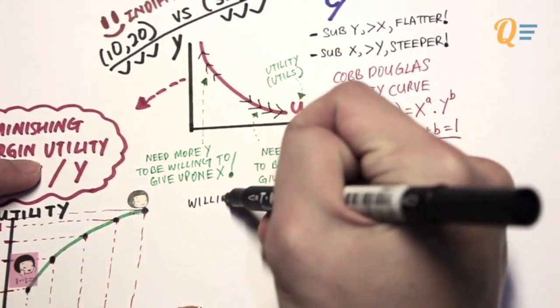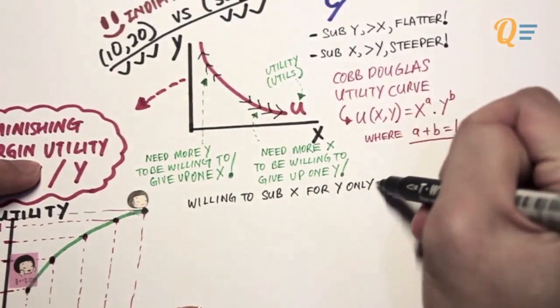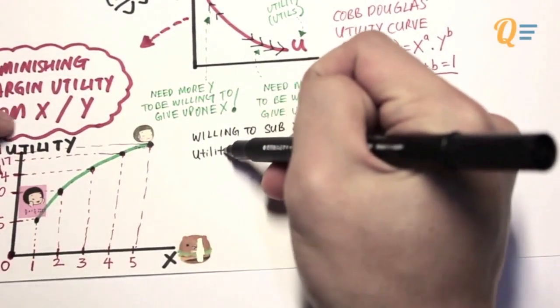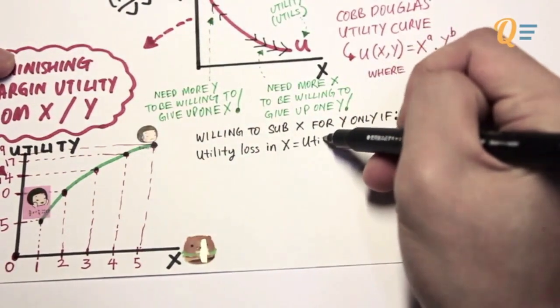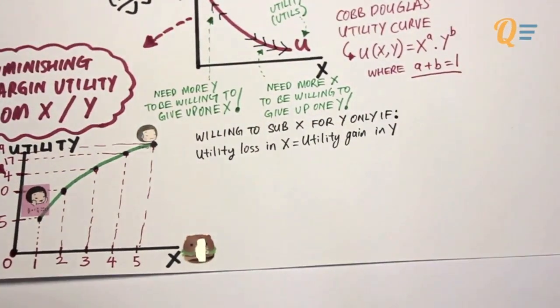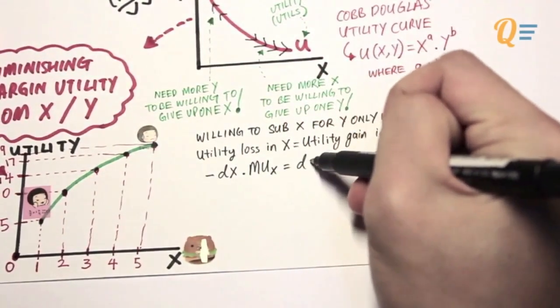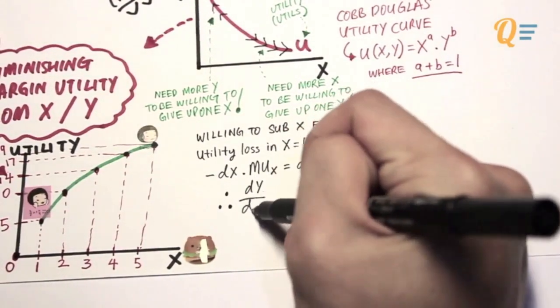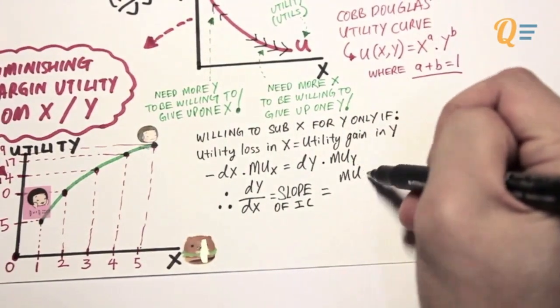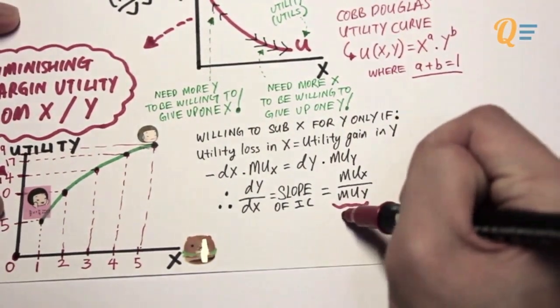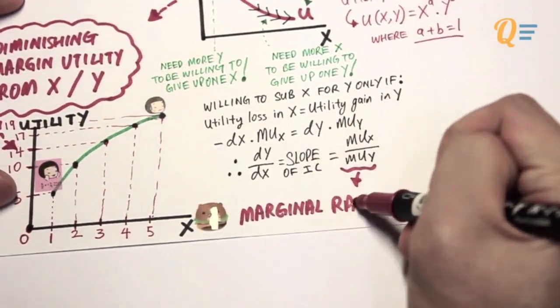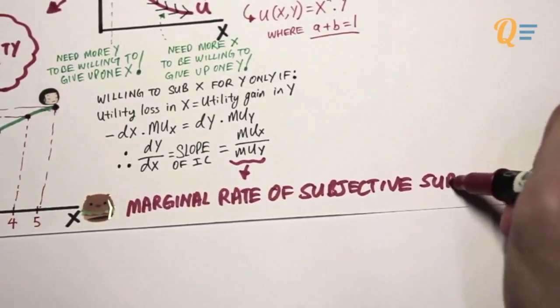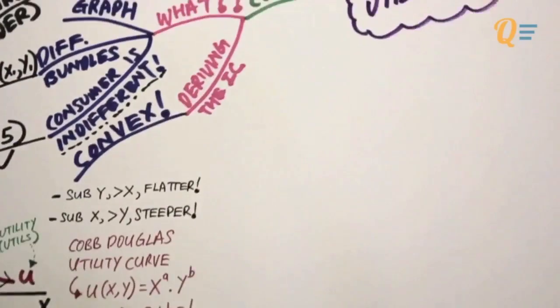To think about it rationally, a consumer will only be willing to substitute x for y if the utility that he loses for giving up x is the same as the utility he gains for having more y. That makes sense because he'll be indifferent if that's the case. To calculate the utility loss in x, you take the negative change in x multiplied by the marginal utility of x, and the gain in utility from y is the change in y multiplied by the marginal utility of y. Since dy over dx represents the slope of the indifference curve, we rearrange the equation to get the marginal utility of x over the marginal utility of y. This is called the marginal rate of substitution. I'm ignoring the negative sign since the indifference curve is always downward sloping.